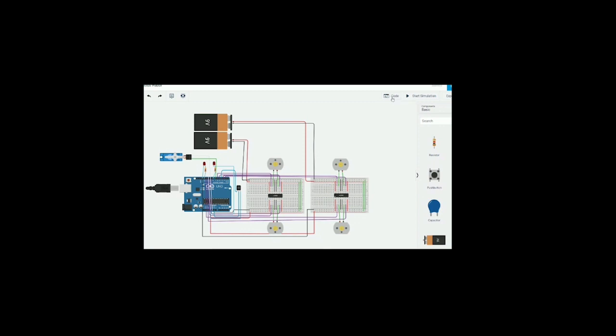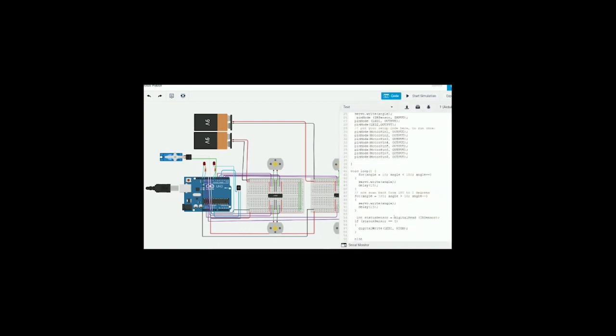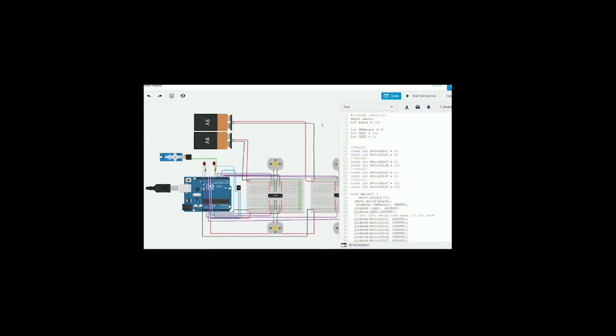I'm going to show the coding part of that. Here is the coding part which we have used for our project, and here is the simulation part. I'm going to show the simulation in order to understand it in an easier way.